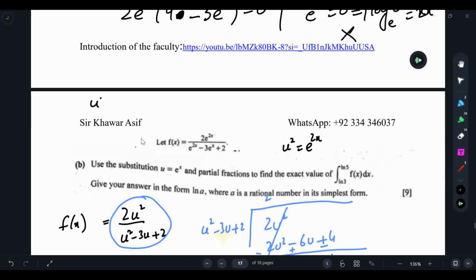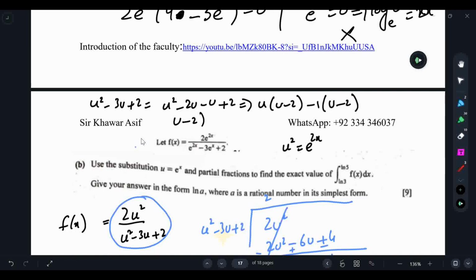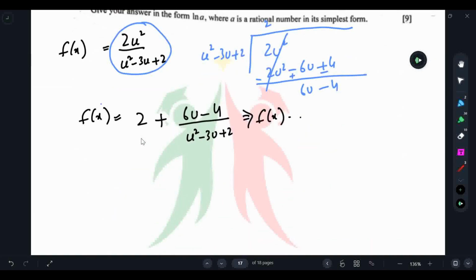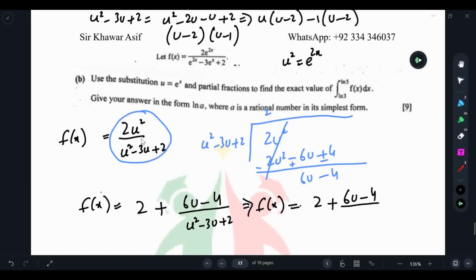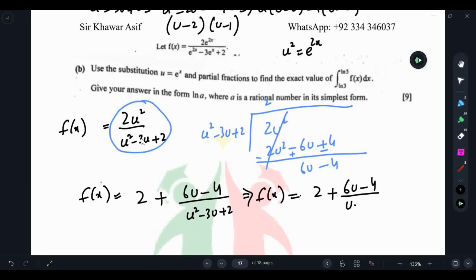So u square minus 3u plus 2 is equal to u square minus 2u minus u plus 2, which is equal to, taking u as common, u minus 2, and then minus 1 as common, so u minus 2. So this will be equal to u minus 2 into u minus 1. So we can write it like this: this will be equal to 2 plus (6u minus 4) divided by u minus 2 into u minus 1.